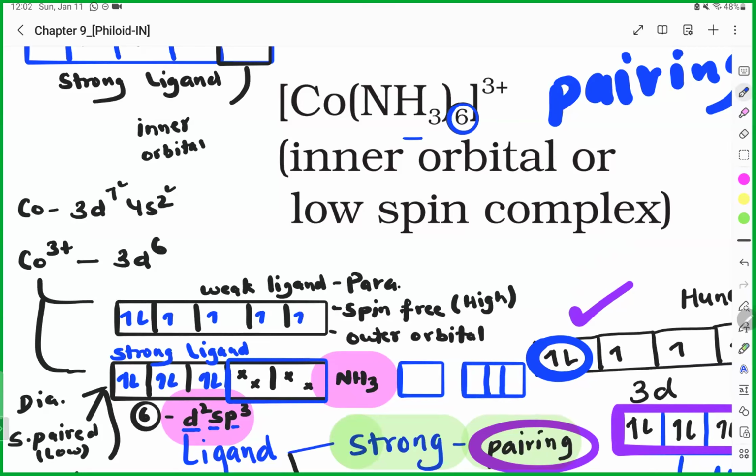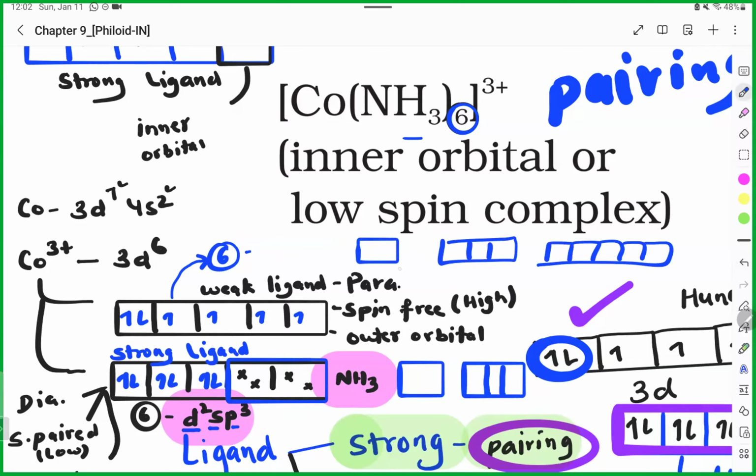Any doubts, Sarah? No, sir. But in this situation, if you take a weak ligand, what will happen? Inner orbitals are not free. If you have 6 ligands, what will happen? You need outer orbitals like 1s, then 3p, and then there will be outer d. So 1s, 3p, and 2 outer d will be involved. In this case, hybridization will be sp3d2. Got it?